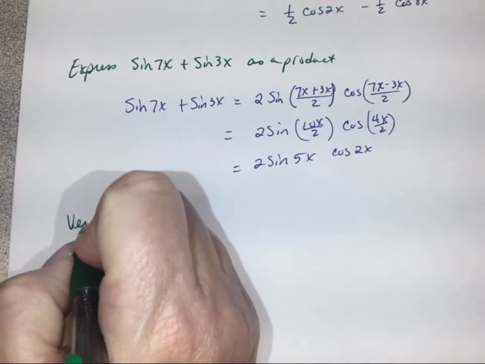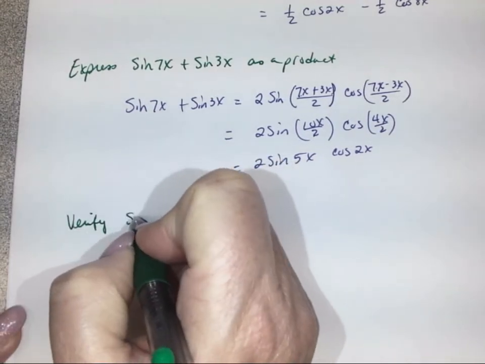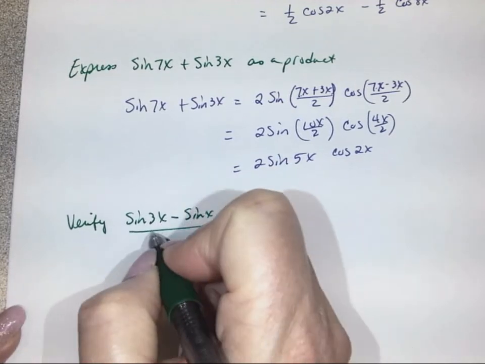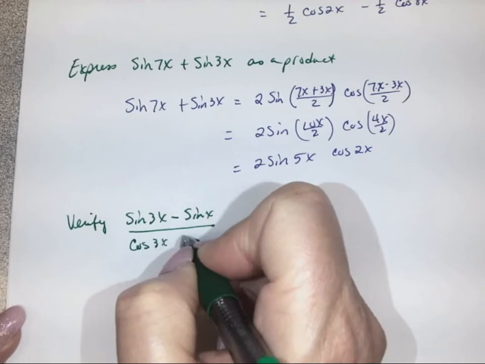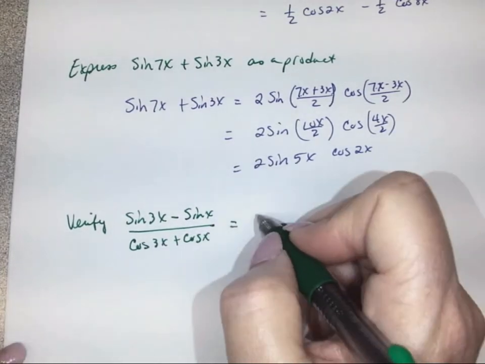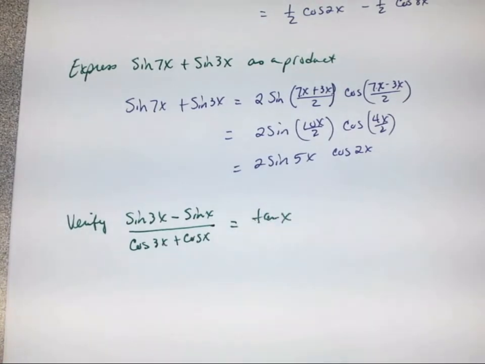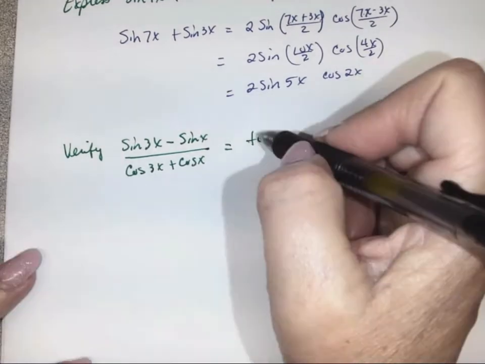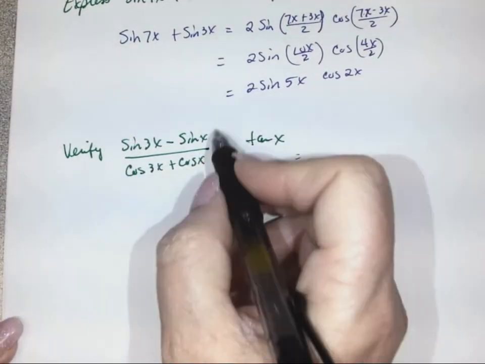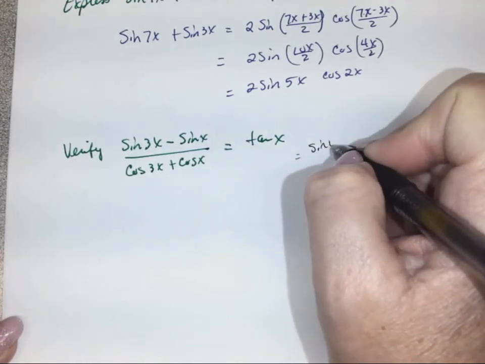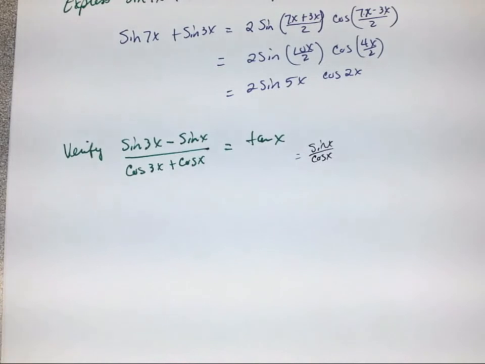So we are going to verify that the sine of 3x minus the sine of x over the cosine of 3x plus the cosine of x is equal to tangent x. So this is where we're going to have to do a left-hand side and a right-hand side. But the first thing I want to know is, I know this is the more complicated side, so I'm going to start here. And tan x would be the same thing as sine x over cosine x. So let's go do our left-hand side to start with.